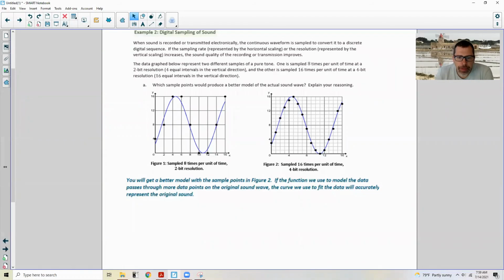Okay, so you'll get a better model with the sample points in figure 2. If the function we use to model the data passes through more data points on the original sound wave, the curve we use to fit the data will accurately represent the original sound.